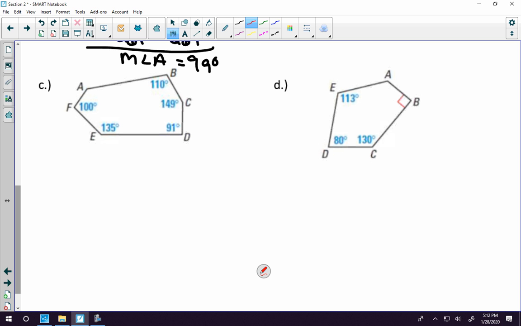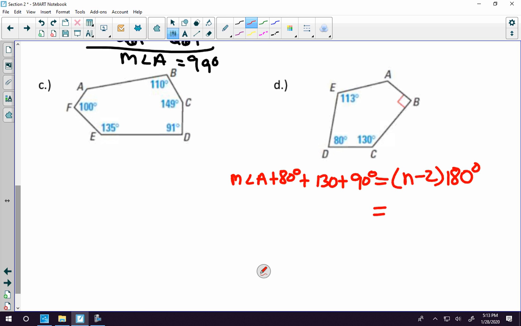To find the measurement of angle A in letter D, we have the measurement of angle A plus the measurement of angle D plus the measurement of angle C plus the measurement of angle B. Well, those segments are perpendicular, which means that's a 90-degree angle, is what that box means there, is equal to n minus 2 times 180. Of course, I've already shown to you and explained that there's three triangles in there, but I'm going to work it out. So on the right side of the equation, it's a convex pentagon, so it has 5 sides, minus 2 times 180 degrees.